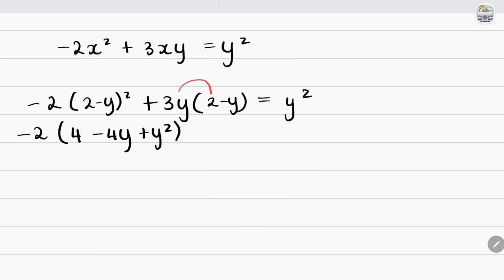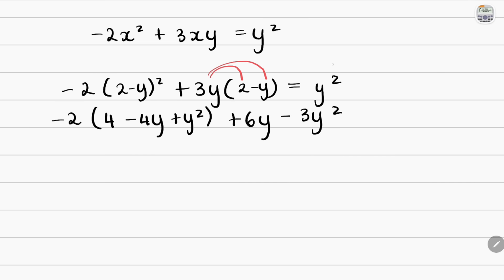Okay, and then we can distribute here. So the 3y times the 2 is positive 6y. Then the 3y times the negative y, that is negative 3y squared. Okay, and then I'm just going to bring this over, it's fine. So that becomes minus y squared is equal to 0.